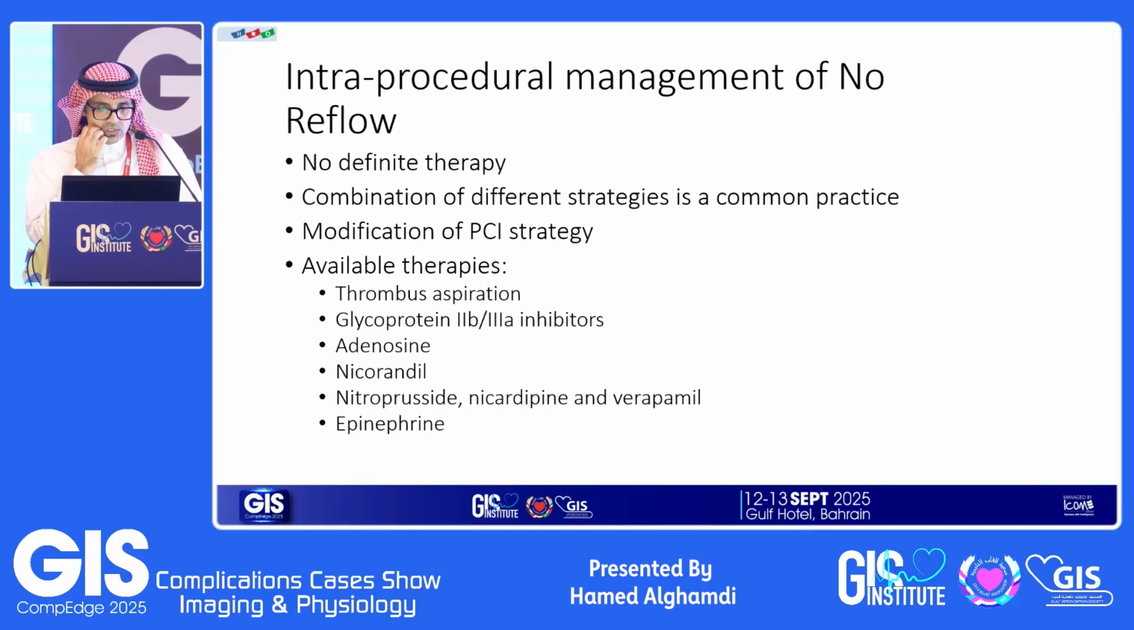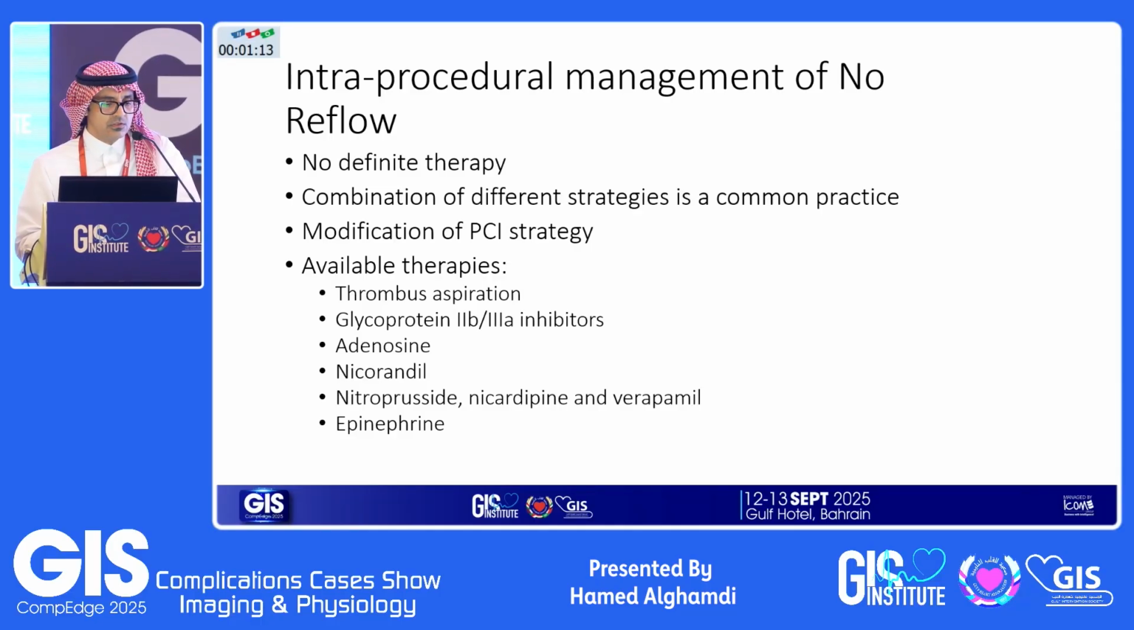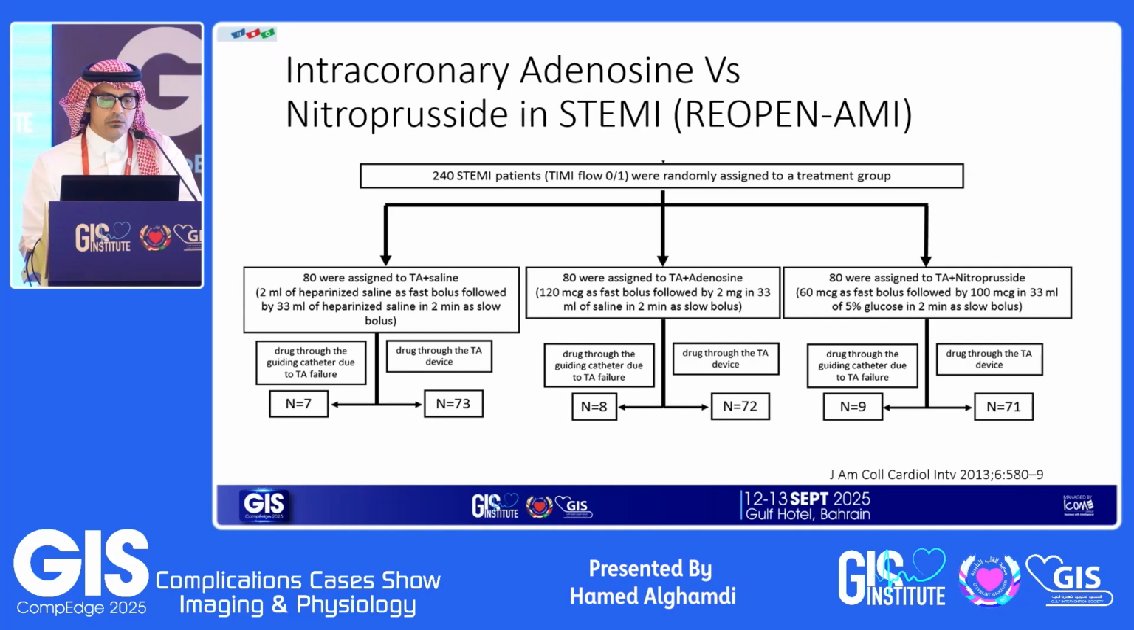What can we do intra-procedurally to minimize no reflow? As I said before, there is no definite therapy, and combination strategies are very common practice. These are the available medications in the cath lab: glycoproteins, vasodilators including adenosine, nicardipine, nitroprusside, calcium channel blockers, and more recently, epinephrine. I'll fast forward. Adenosine, again, when you look at the studies, some of them are promising, some of these studies showed no benefit, etc. But again, lack of other options will usually force us to use it.